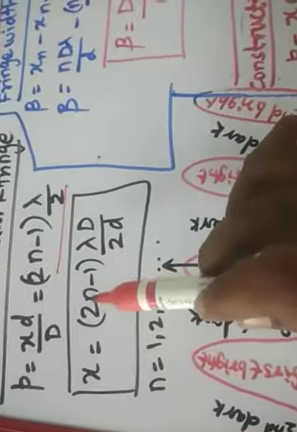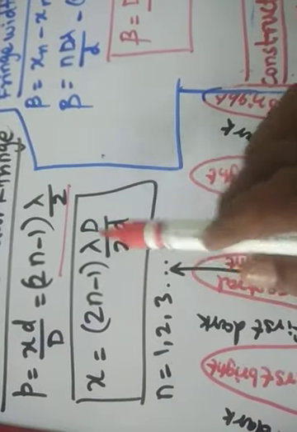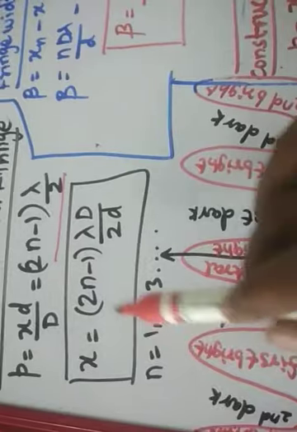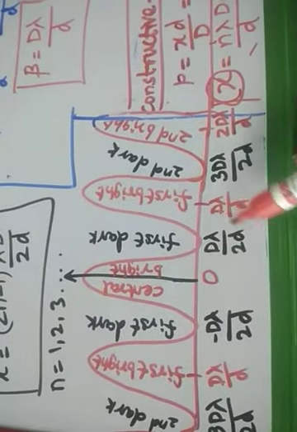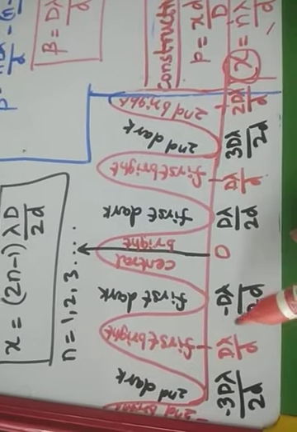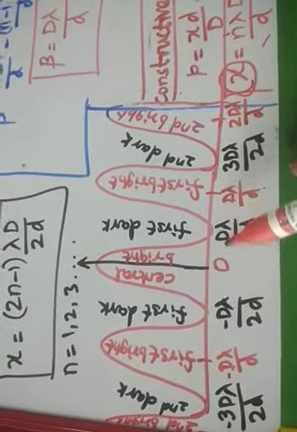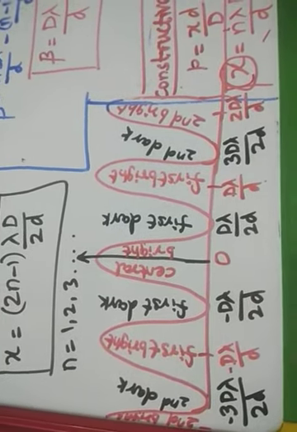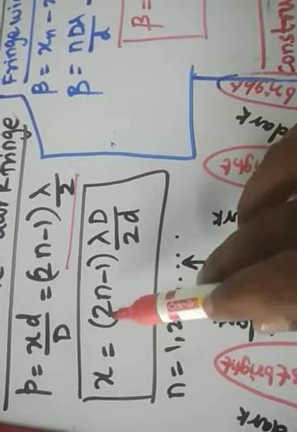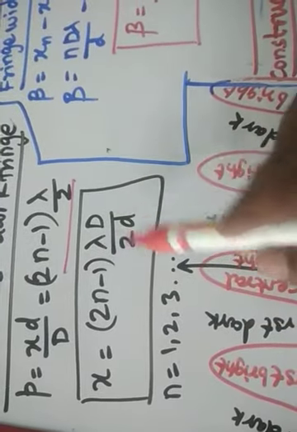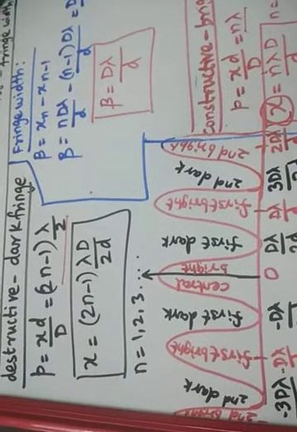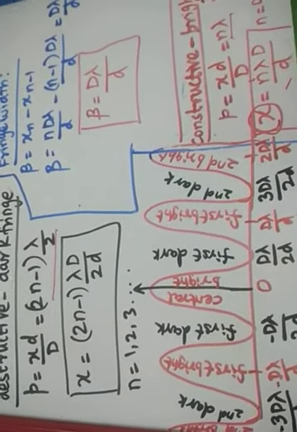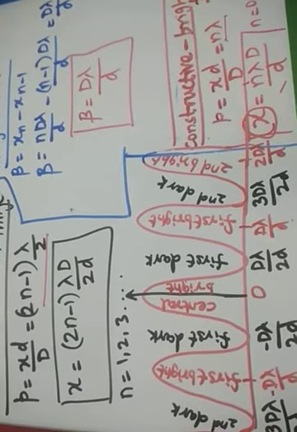Now for the dark fringe, (2n minus 1) lambda D by 2d. Substitute n equal to 1: 2 minus 1 is 1, so that is lambda D by 2d. So for the first dark fringe, lambda D by 2d is the formula. This is the positive side, and on the negative side we can put a minus. Similarly, put n equal to 2: 4 minus 1 is 3, so 3 lambda D by 2d. So these equations clearly point out the positions of consecutive bright and dark fringes.